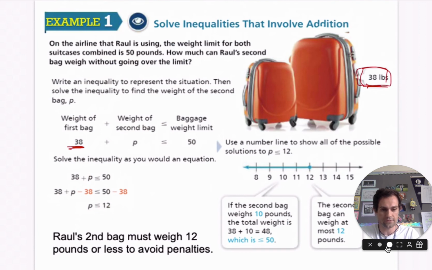So when we graph this, we can see that 12 is our value for the suitcase, and it can be anything smaller than that. So we can see that the second suitcase could be 10 pounds, could be 9 pounds, 8 pounds. Any of this is true for him not to face a penalty.